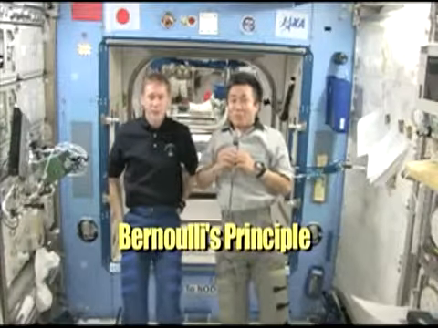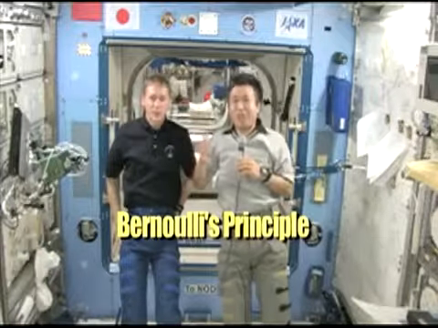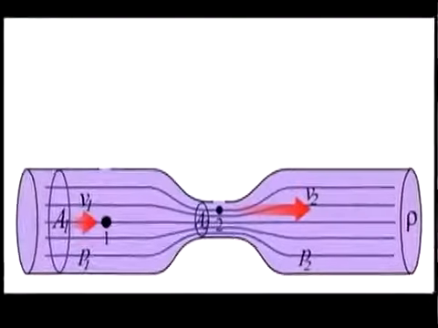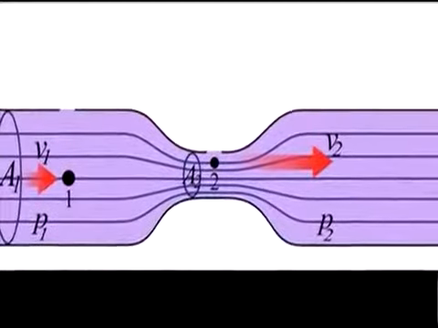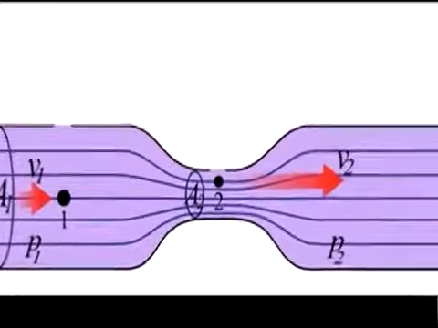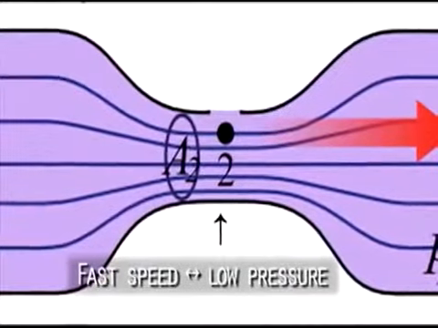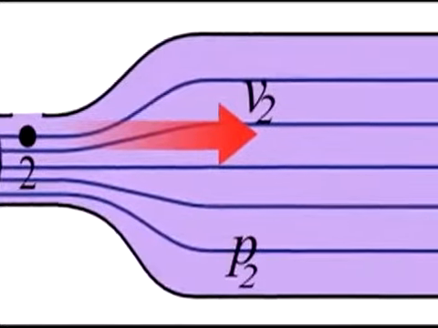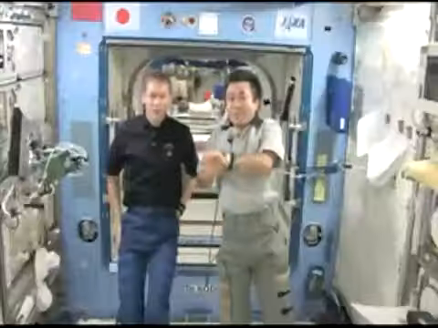If you apply this principle in a fluid flow, in a closed system such as water flow in a tube, if you imagine the tube gets bigger and narrower, the pressure actually decreases when the speed gets higher. And when the speed of the water gets slower, the pressure actually increases.